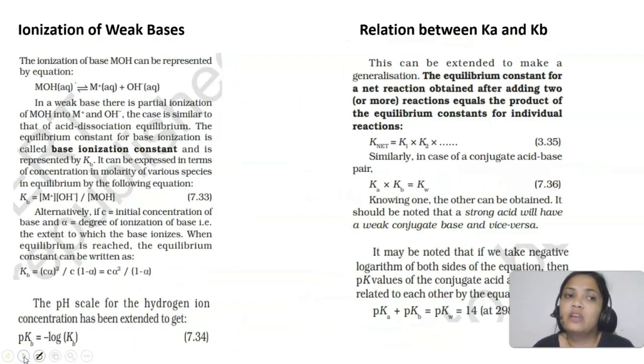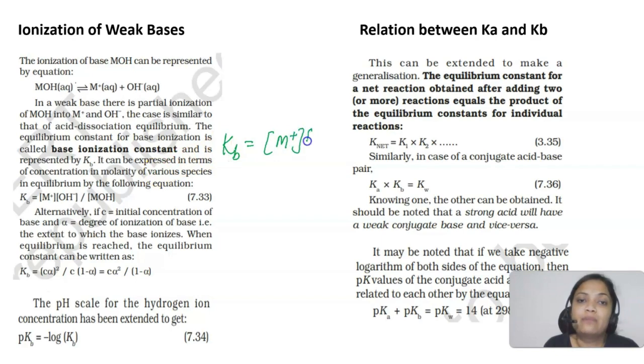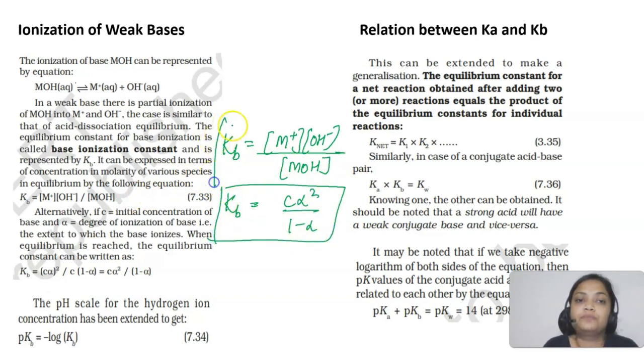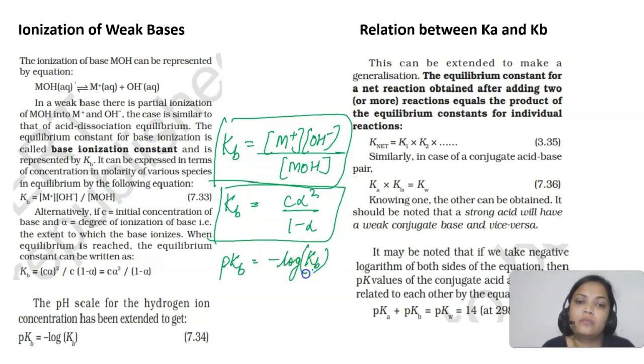Same goes, students, with ionization of weak bases also. In the case of a base, you will call it the base ionization constant. The only difference is it will be Kb. Kb will again be the concentration of M plus times OH minus divided by the concentration of MOH. And again, if C is the initial concentration and alpha is the degree of ionization, it will be C alpha square upon 1 minus alpha. So these two relations you have to remember for Kb. Higher Kb value means stronger base. So pKb will be minus log of Kb.